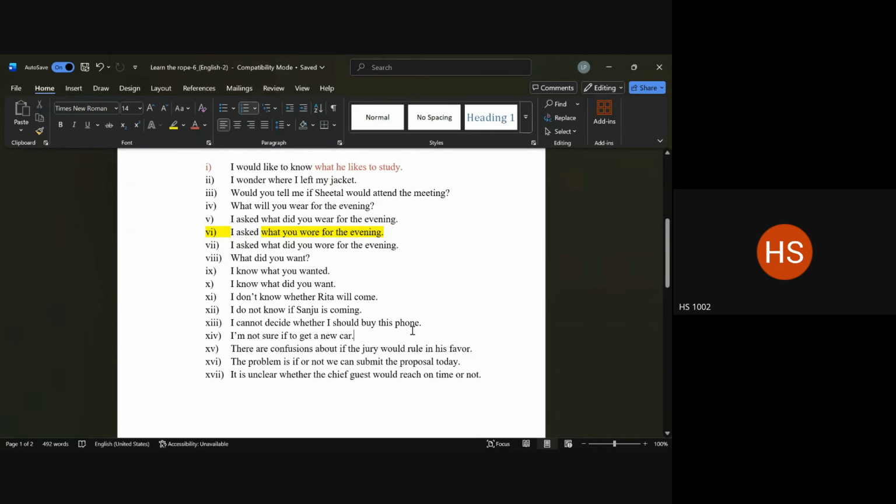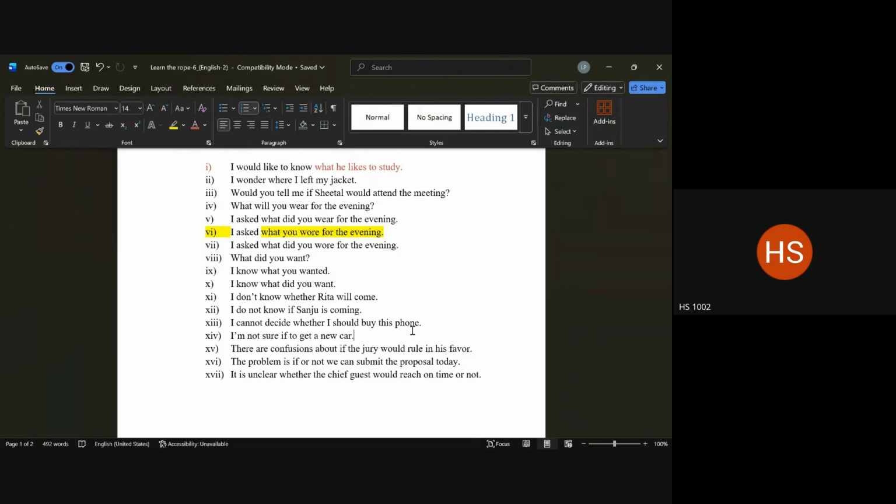Okay. Now we'll look at the if and whether clauses, beginning from the 11th sentence. I don't know whether Rita will come. Is it grammatical or ungrammatical? I don't know whether Rita will come. This is correct. It is grammatical.